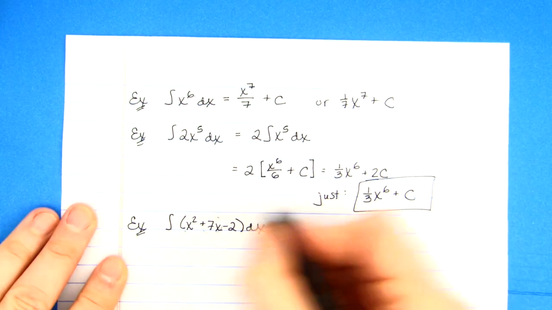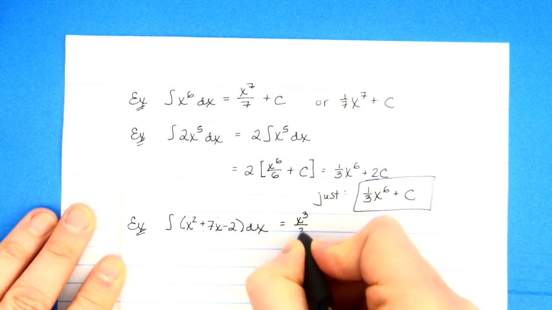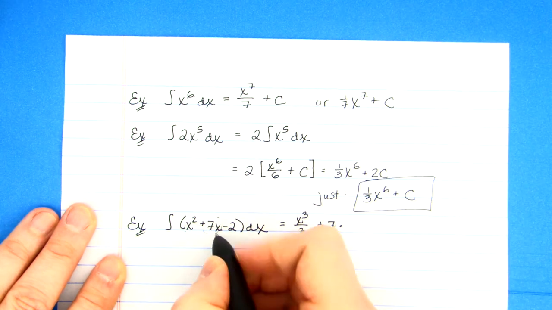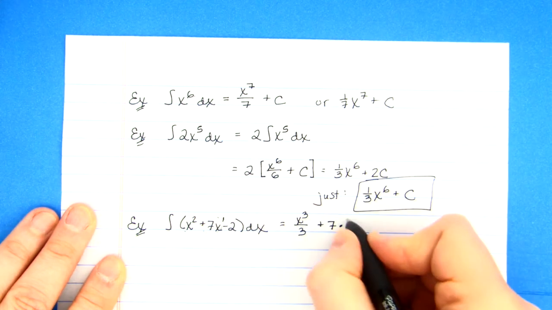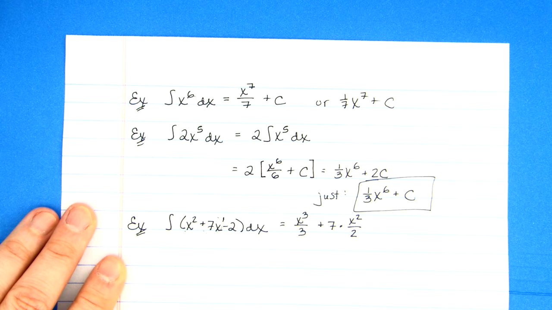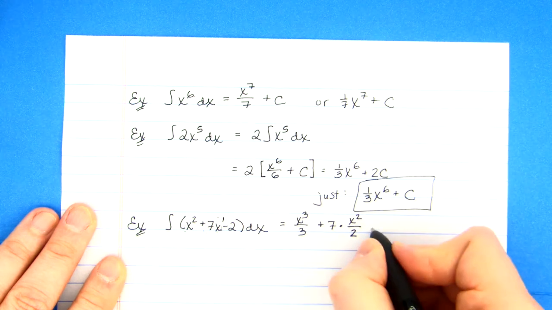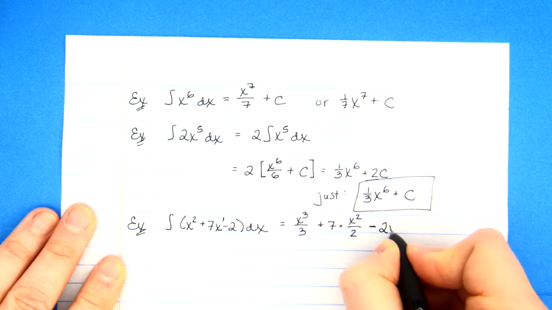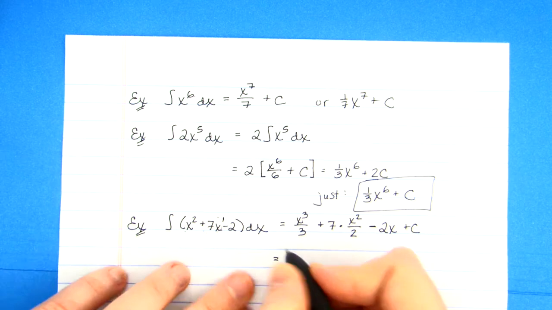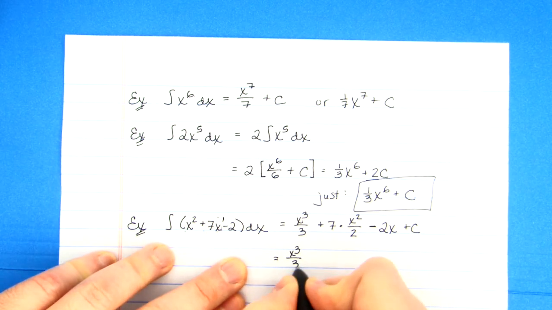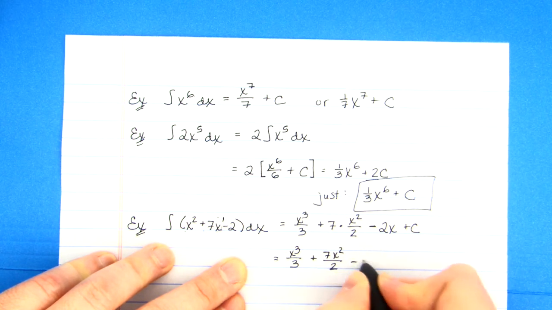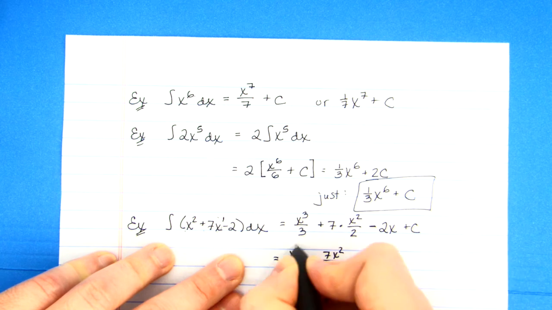Okay, so the integral of x squared is x to the 3rd over 3 plus 7 times the integral of x, well, that's x to the 1st. I'm going to get x squared over 2. I'll clean it up in a moment. The integral of minus 2, what's the integral of a constant? Well, it's that constant times x, and then there's a c at the end. My final answer to this problem is going to be x cubed over 3, or 1/3 x cubed, either way will work, plus 7x squared over 2 minus 2x plus a constant.